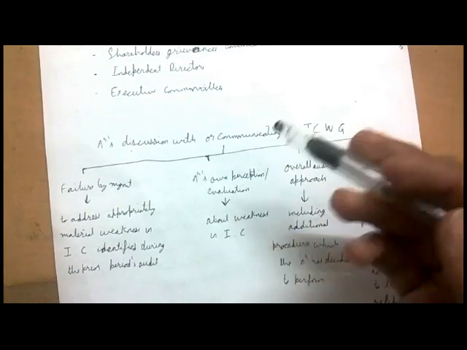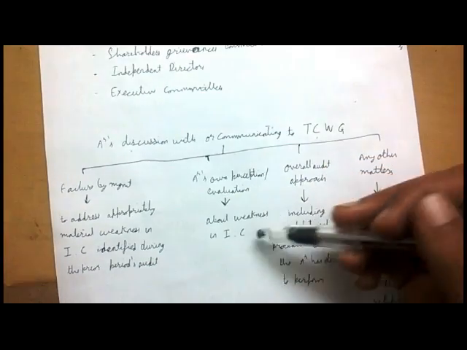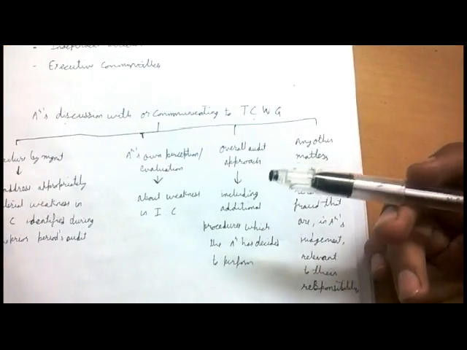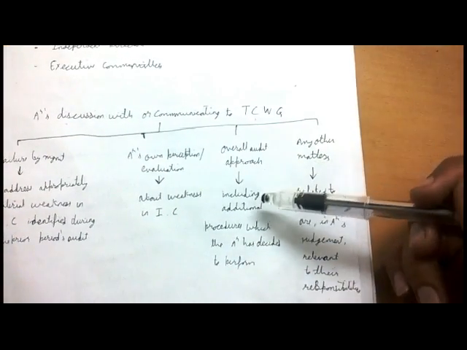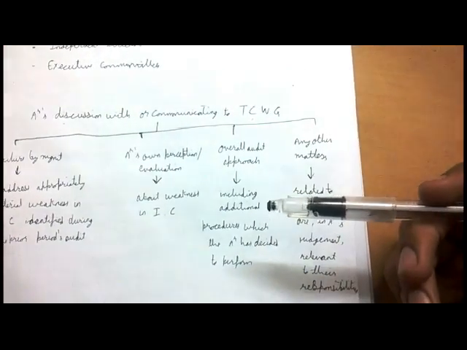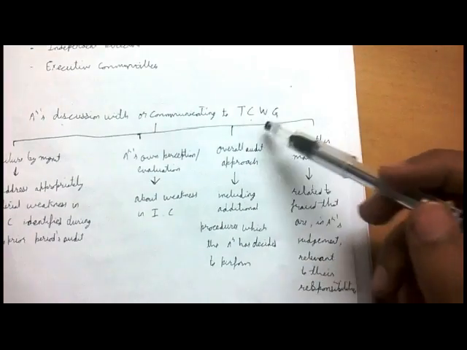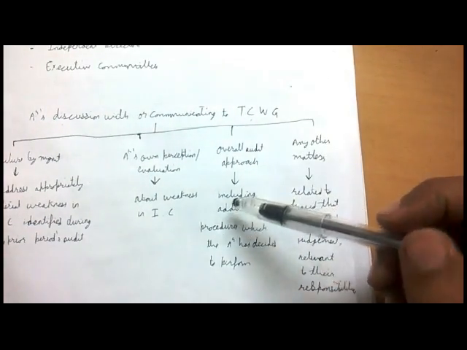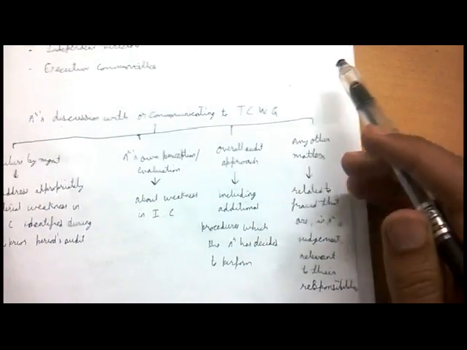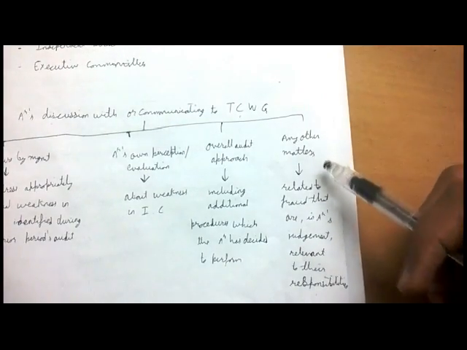Then what the auditor personally thinks, what is his own perception or evaluation about the weaknesses in the internal control. And then what is going to be his overall audit approach, including the additional audit procedures that the auditor has decided to perform. So the overall audit approach needs to be communicated to TCWG, including additional procedures which the auditor has decided to perform. These are very simple points which need to be communicated.